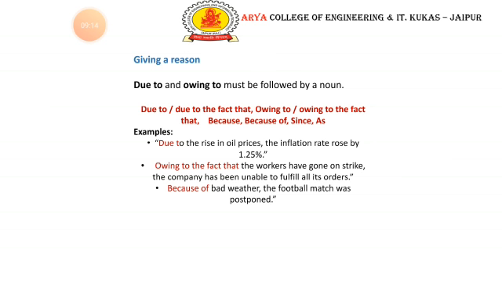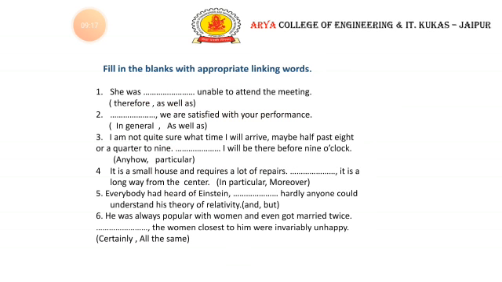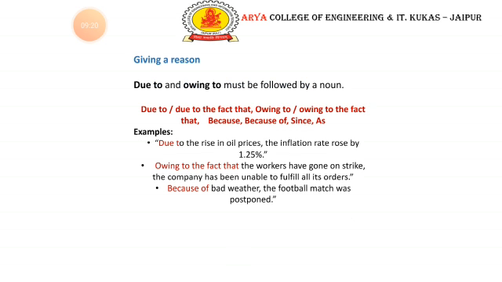Owing to the fact that the workers have gone on strike, the company has been unable to fulfill the order. So, it is basically owing to the fact that, so here also there is a reason for what has happened. Then here it is showing the reason basically, for what has been stated. So, here we have used the words owing to the fact. And because of bad weather, the football match was postponed. So, here also it is giving a reason why this match has been postponed, because of the bad weather. So, here we use such words.